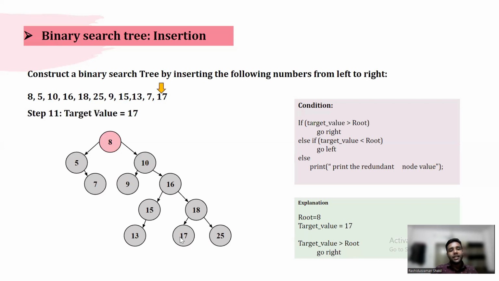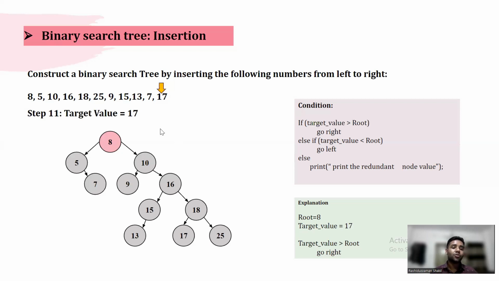For 17, the root value is 8 and my target value is 17. So 17 is greater than 8. It will be positioned on the right side, which is already positioned on the right side. But I must check the conditional statement for 10, 16 and 18. When I am at 18, I also see that 17 is less than 18, so it will be positioned on the left side. This is my fully constructed binary search tree.